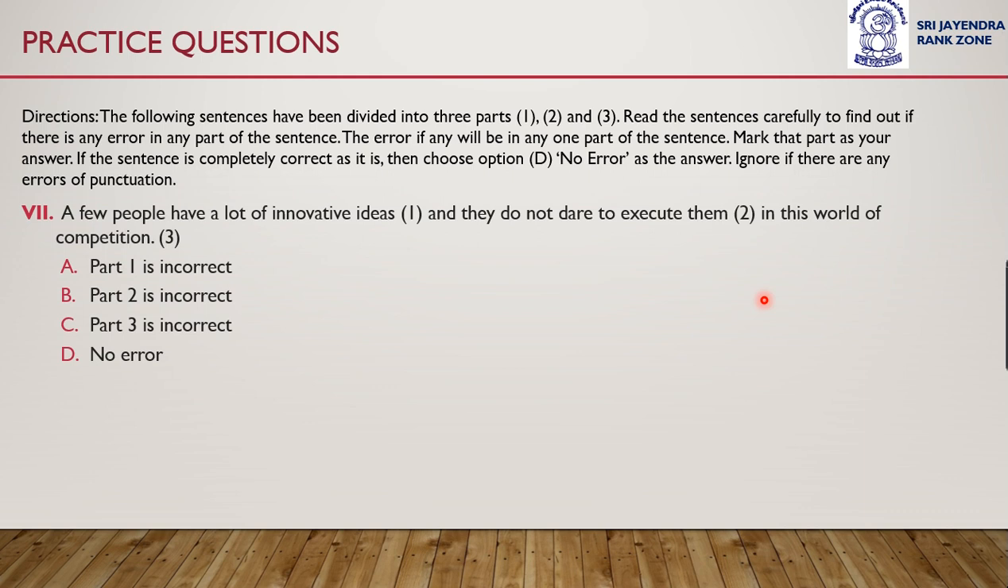A few people have a lot of innovative ideas and they do not dare to execute them in this world of competition. So, which is the incorrect part of this sentence? A few people have a lot of innovative ideas and they do not dare to execute them in this world of competition. I am giving you 10 seconds in order to mark your correct answers.